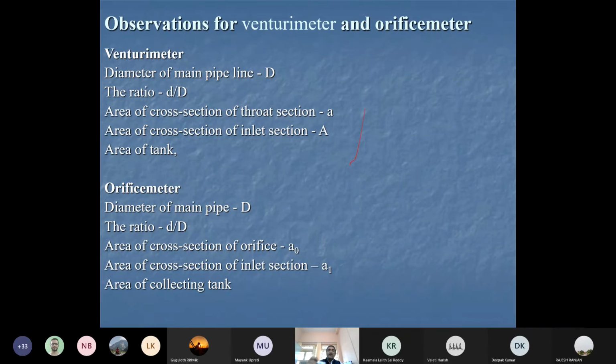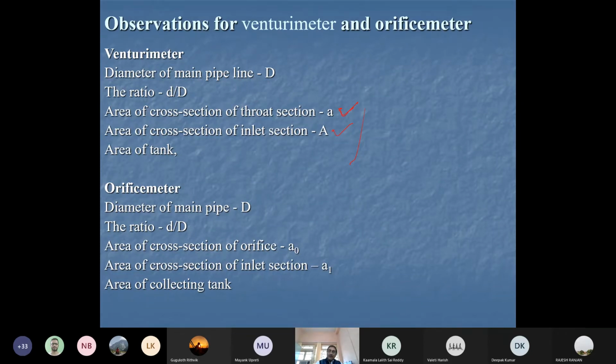Venturi size in terms of pipe diameter, the size ratio of small d by capital D. You can find out the cross section area of the pipe and the opening, the venturimeter throat and the orifice opening.